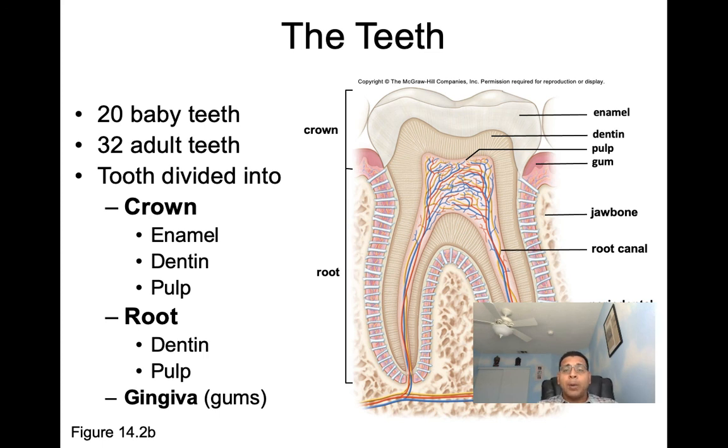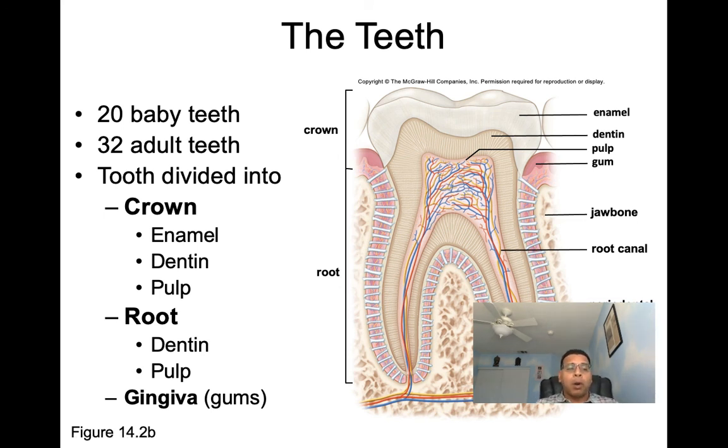And then beneath that, we can appreciate dentin. Dentin is going to be a layer of thick bone-like material. And then inside of here, we can appreciate the pulp. The pulp is going to be the space that contains nerves and vessels.